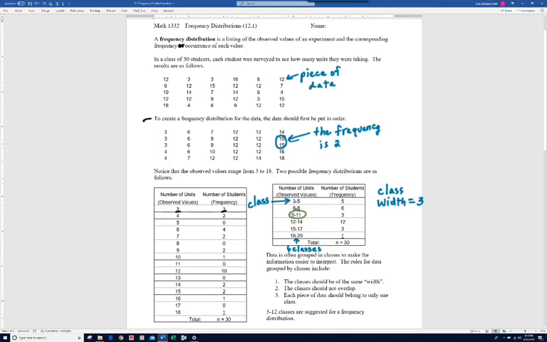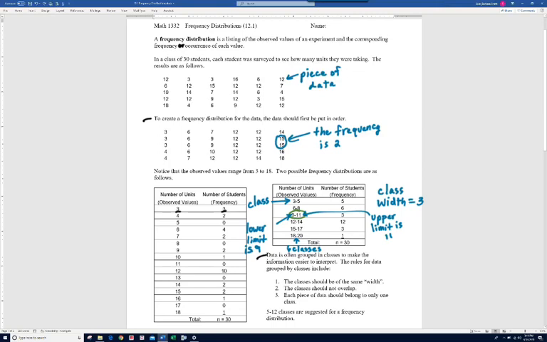Let's look at this class here. That includes the numbers 9 through 11, which stands for number of credit hours. We would call the 9 the lower limit for that class, and the 11 the upper limit for that class. Notice here it says data is often grouped in classes to make the information easier to interpret. The rules for data grouped by classes include the following. Number 1, the classes should be of the same width. In ours, each class had a width of 3. The classes should not overlap, and each piece of data should belong to only one class.